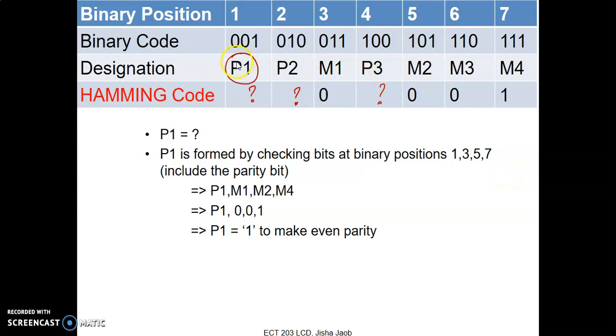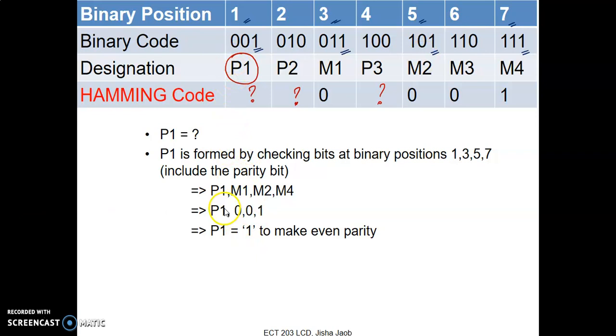Now let us find out the values of P1, P2 and P3. You treat P1 as a parity bit which checks 4 bits of data. What are the 4 bits including P1? P1 is formed by checking the bits at binary positions 1, 3, 5 and 7. How did I get 1, 3, 5 and 7? Look at P1. P1 is 001. Where does the 1 come? In the third position. So I look for the binary codes where the 1 is present in the third position. Here, here, here and here. And that's how I got position 1, position 3, position 5 and position 7.